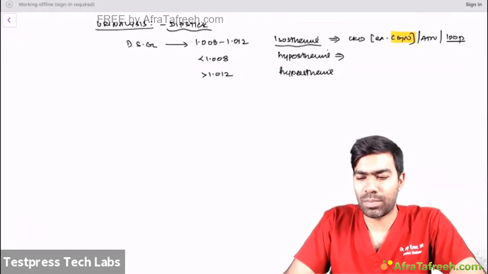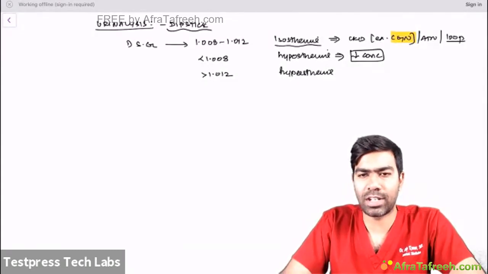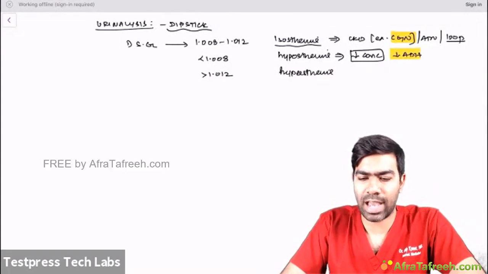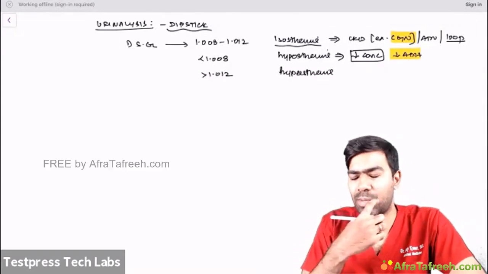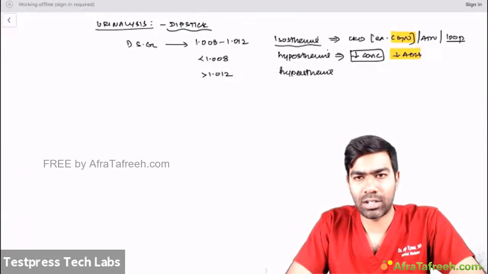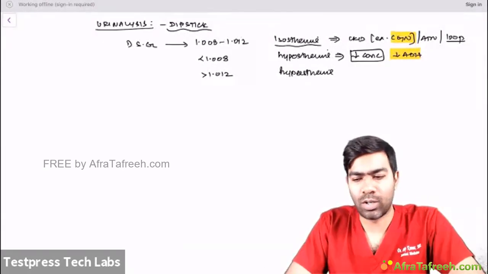So hyposthenuria means there is reduced urinary concentration. So you know where the reduced urinary concentration will happen. It will typically happen in the setting of low ADH states. The best example in this situation is diabetes insipidus, or it can happen in the setting of excessive water intake, too much water intake, psychogenic polydipsia. It can happen in that setting as well. But nevertheless, the most important is the low ADH states.